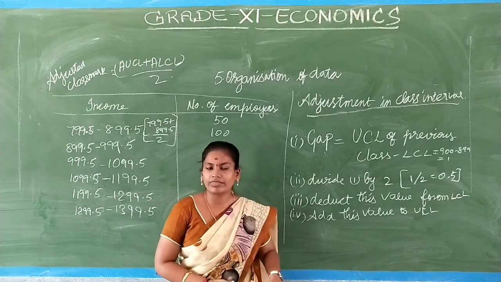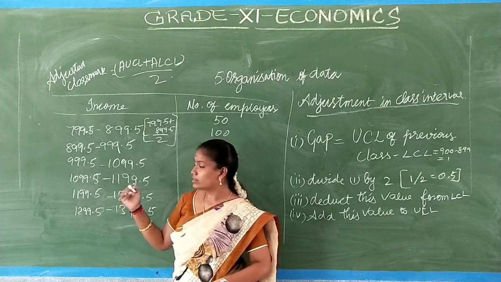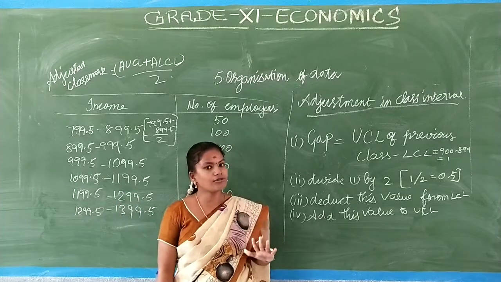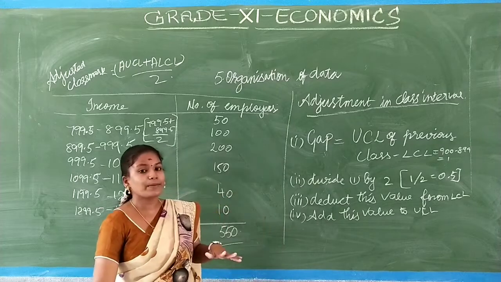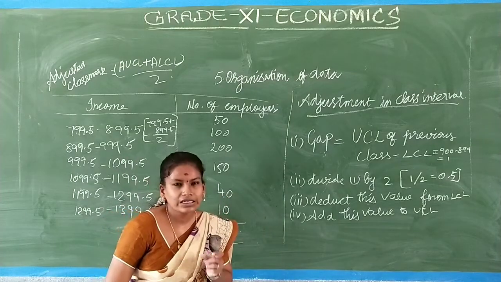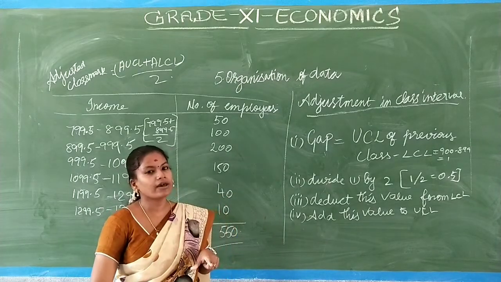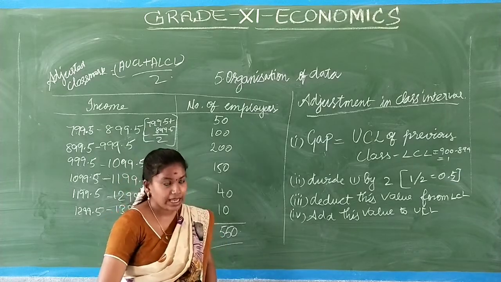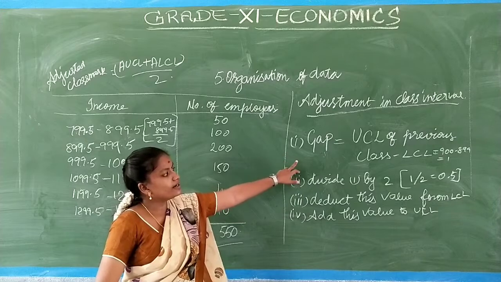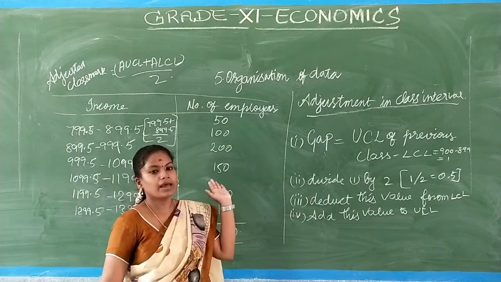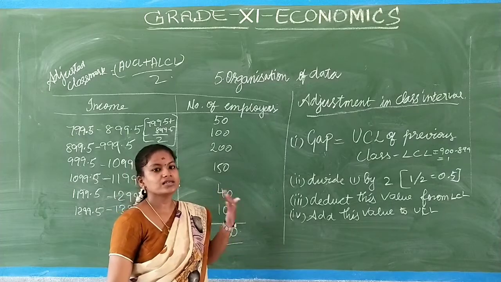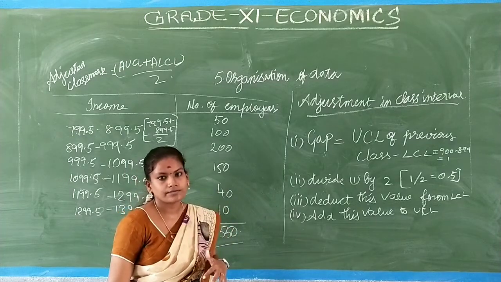Previously also we have done the same, but now what we are doing? Adjusted values obtained. Fine children, so how is that adjustment done and for what purpose is it done? There was a little gap. What is the gap? How will you find the gap? The first step in the adjustment in class interval is itself the gap. How do you make it? By finding the difference between the upper class limit of the previous class and the lower class limit of the present class.